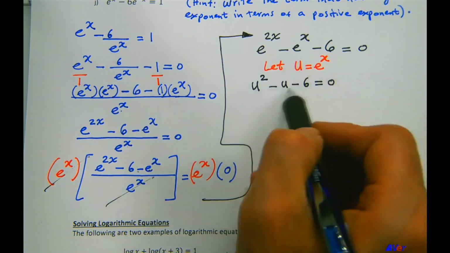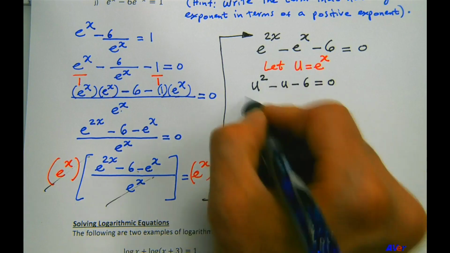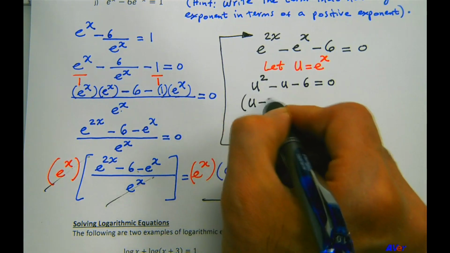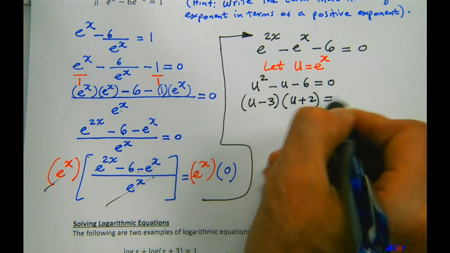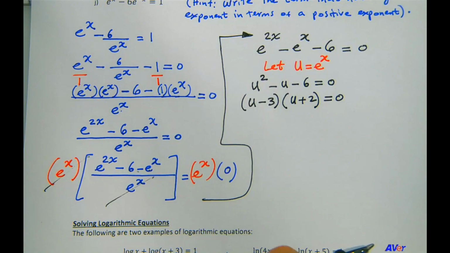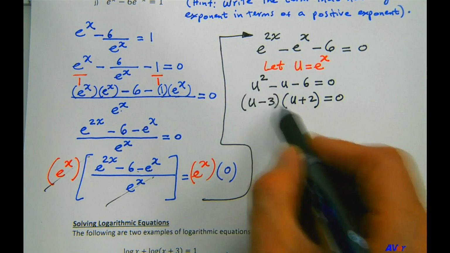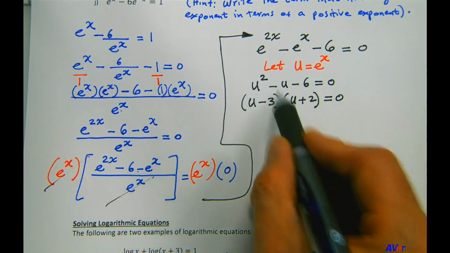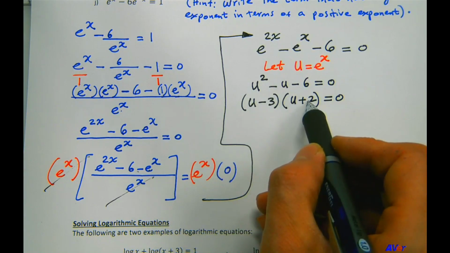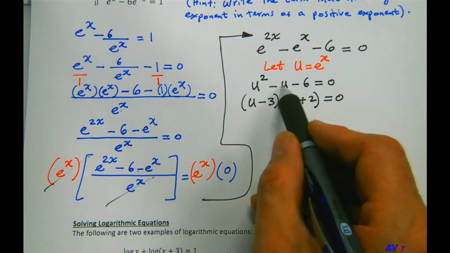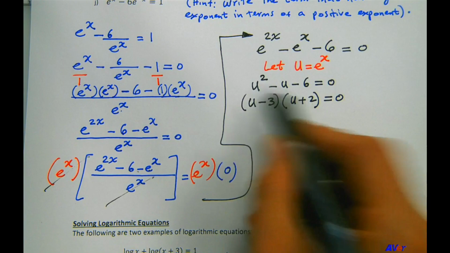Now that's a quadratic equation, and it's an easy equation to factor, right? So we can say u minus 3 times u plus 2 equals 0, right? u times u is u squared. Minus 3 times 2 is minus 6. Where is the minus u coming from? Well, u times 2 is 2u, minus 3u is minus u. So if you FOIL this, you're going to get this back.